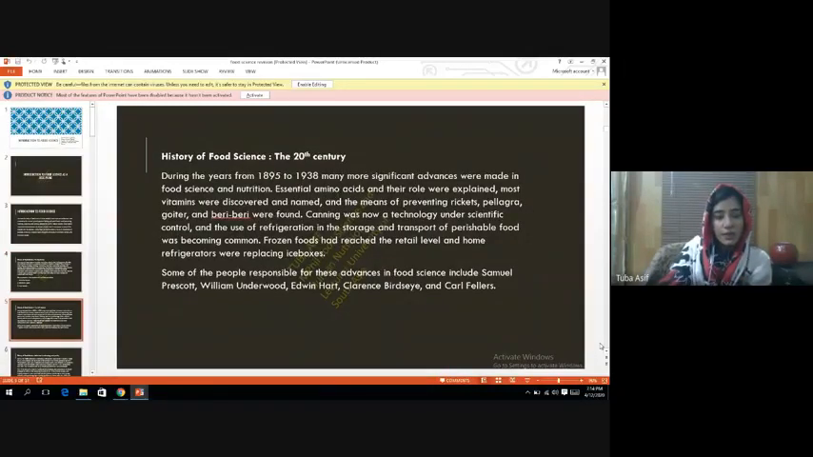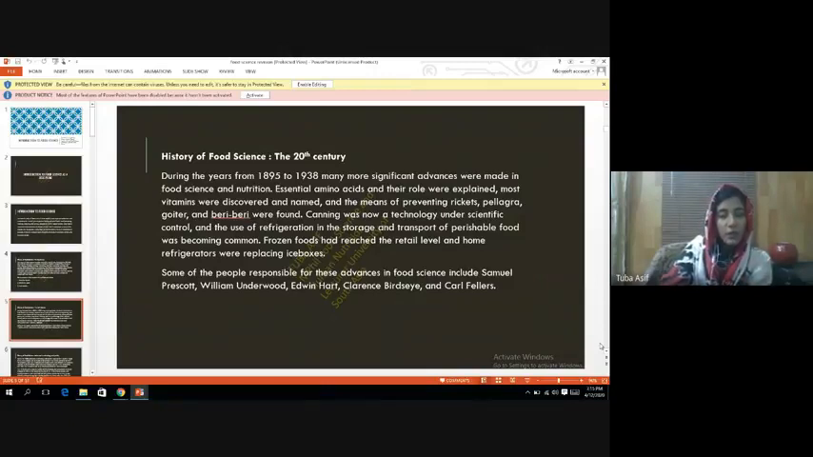In the 20th century, during the years 1895 to 1938, many advances were made in the fields of food sciences and human nutrition. The role of amino acids, which are the building blocks of proteins, was explained, and how the amino acids are categorized into essential and non-essential amino acids according to their biological importance.